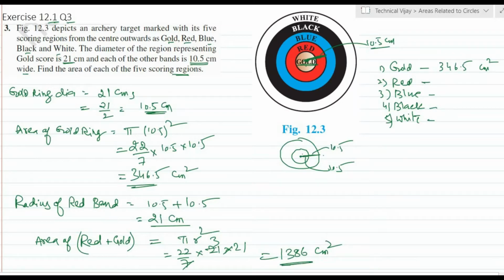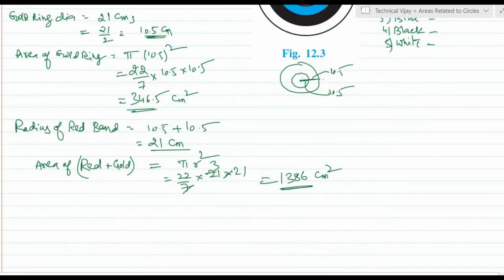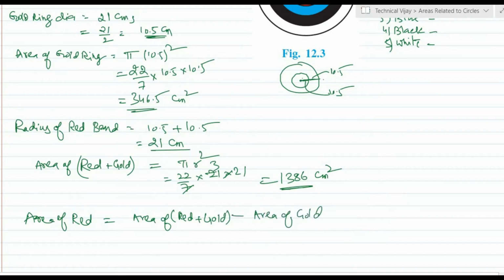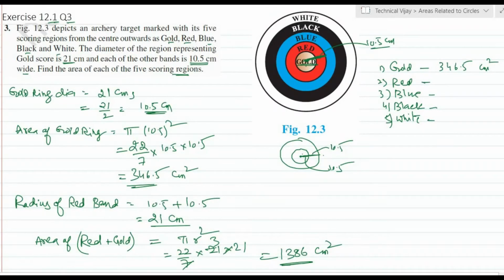So now here what happens? The area of red only is equal to area of red plus gold minus area of gold band. So this is equal to 1386 minus 346.5. So this is equal to 1039.5 centimeter square.